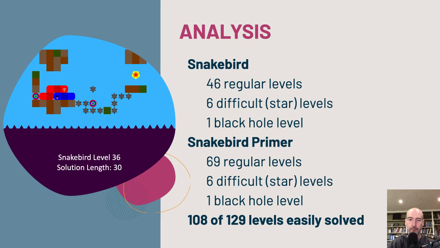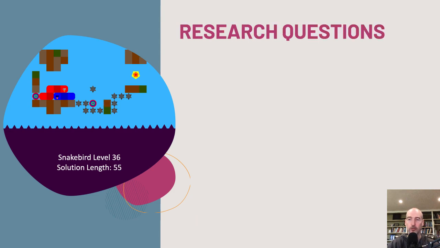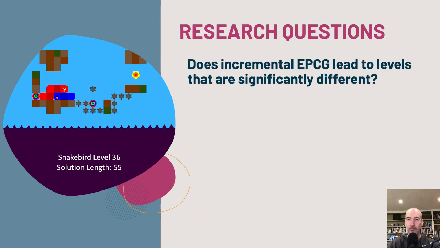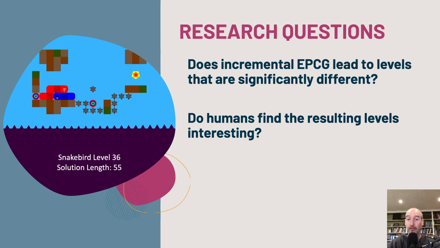And now we're asking 2 research questions. One, does incremental EPCG lead to levels that are significantly different? That is, we're not just putting in a small obstacle that increases the solution length by 1 or 2, but we're really changing the nature of the level. And then, do humans find the resulting levels to be interesting? And we're going to evaluate both of these.